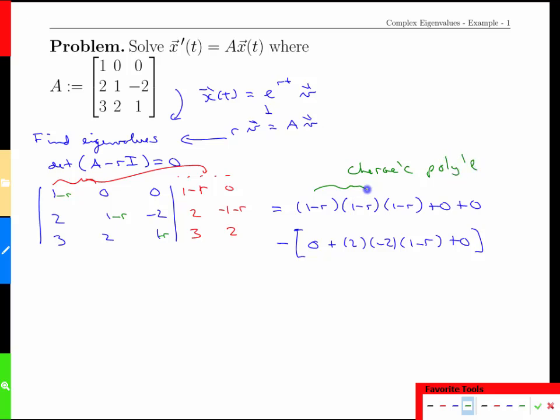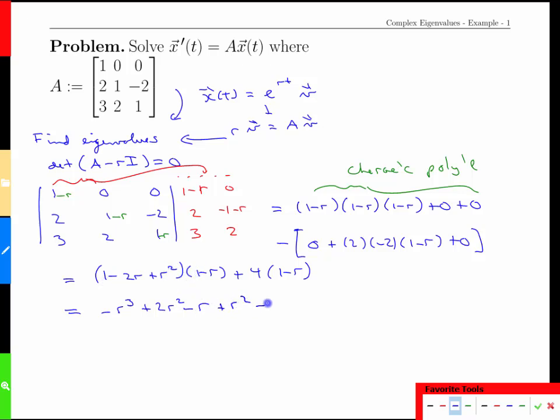This entire expression here altogether is the polynomial we're looking for, and if we expand this out in stages, we'll have 1 minus 2r plus r squared times 1 minus r, so putting two of those together. And at the end of the day, we're going to have plus 4 times 1 minus r. Then we'll have negative r cubed plus 2r squared, so multiplying this r into each term, minus r, and then multiplying the 1 into each term, we'll add an r squared, minus 2r plus 1, plus 4 minus 4r.